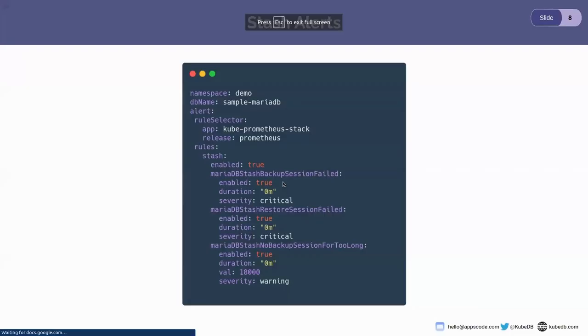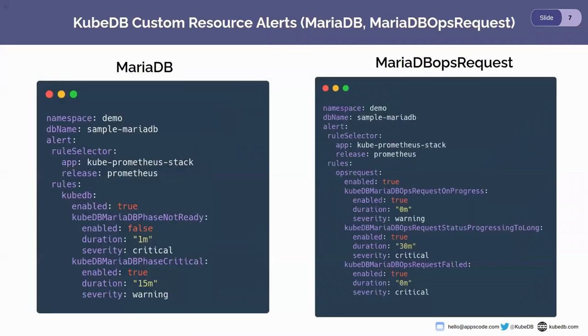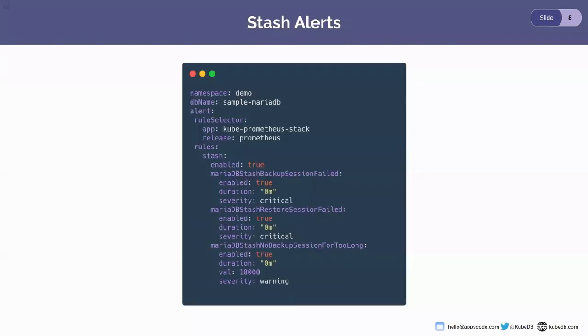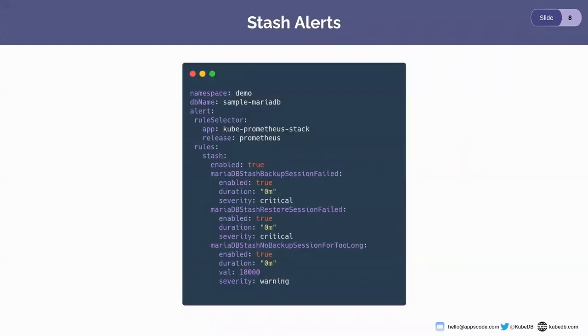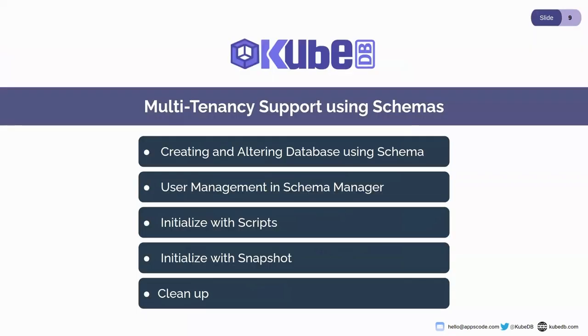So here are the demos, and here are the YAMLs I just showed in my editor. So this is the stash alerts. This was the MariaDB and MariaDBOpsRequest alerts. So that's all from the MariaDB alerting. You will get this feature in our next release of KubeDB. So now I will request Tazdeed to carry on with his session.